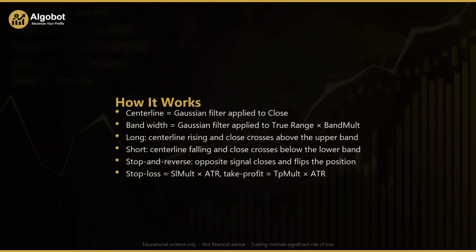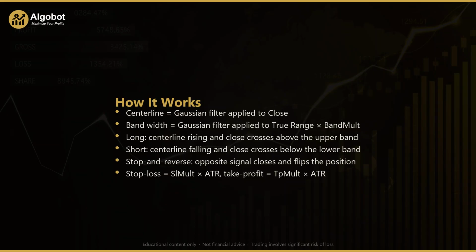The short side is the mirror image. The center line must be falling, and the close must cross fresh from at or above the lower band to below it. When that happens, the strategy signals a short. This system is stop and reverse. If it's holding a short and an upward breakout appears, it closes that short and opens a long on the same bar, and vice versa. It's always positioned in the direction of the most recent valid signal, never both at once.